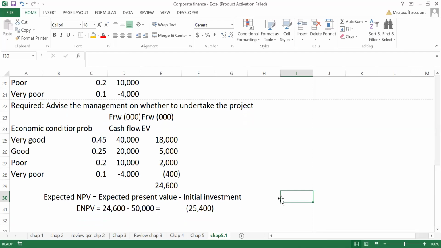So that is how you are going to incorporate the probability.